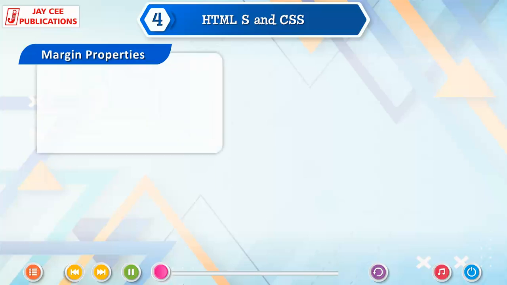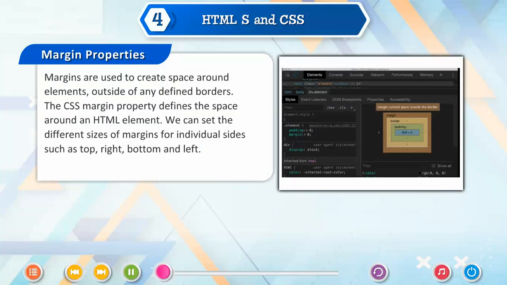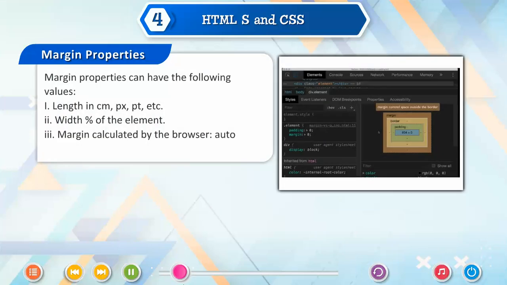Margin properties. Margins are used to create space around elements outside of any defined borders. The CSS margin property defines the space around an HTML element. We can set the different sizes of margins for individual sides such as top, right, bottom, and left. Margin properties can have the following values. First, length in cm, px, pt, etc. Second, width of the element. Third, margin calculated by the browser.